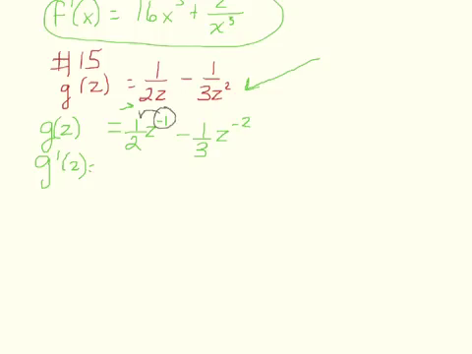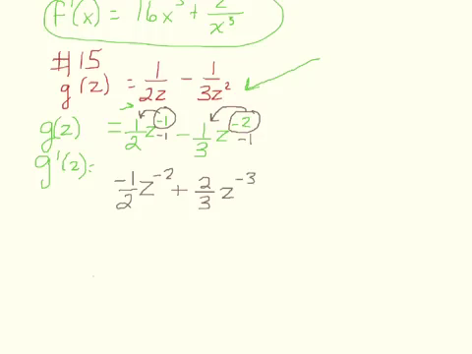Bring that exponent forward. Negative 1 times 1/2 is negative 1/2. Now subtract 1 from your exponent. Negative 1 minus 1 is negative 2. Take your exponent, bring it forward. Negative 2 times negative 1/3 is plus 2/3. Subtract 1 from your exponent, you get negative 3.